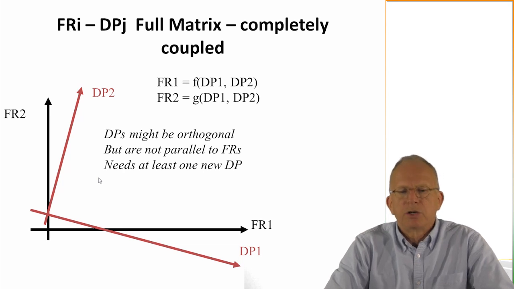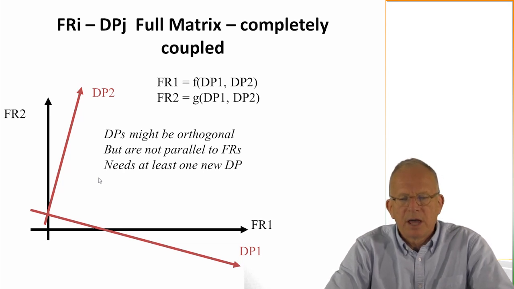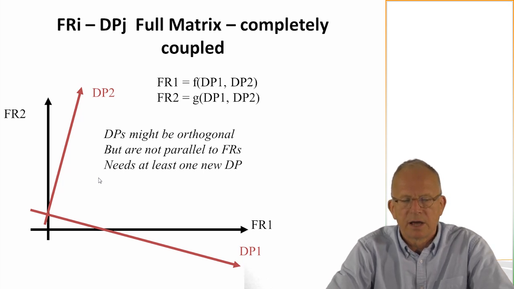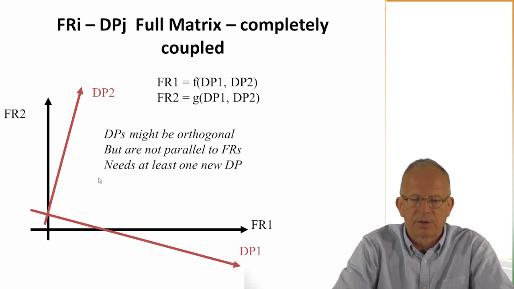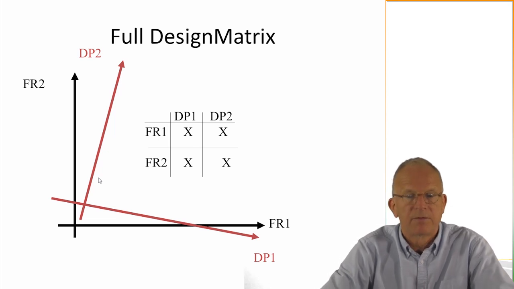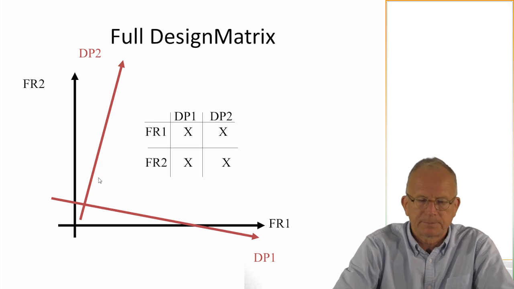Here's another situation. The DPs might be orthogonal, but both are inclined to the FR axes, and so then we have another fully coupled situation. At least one of these DPs needs to be changed when we're in this situation, because that will also result in a fully coupled design matrix.